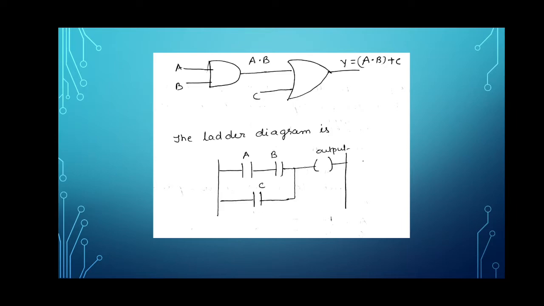When A and B both are high, the output will be high, and if C is high, the output will also be high. If only one of A or B is high, then the output will not be high. When the series connection is there, both the inputs should be high, then only the output will be high. So from the truth table, this is the ladder diagram for the expression Y equals A.B plus C.